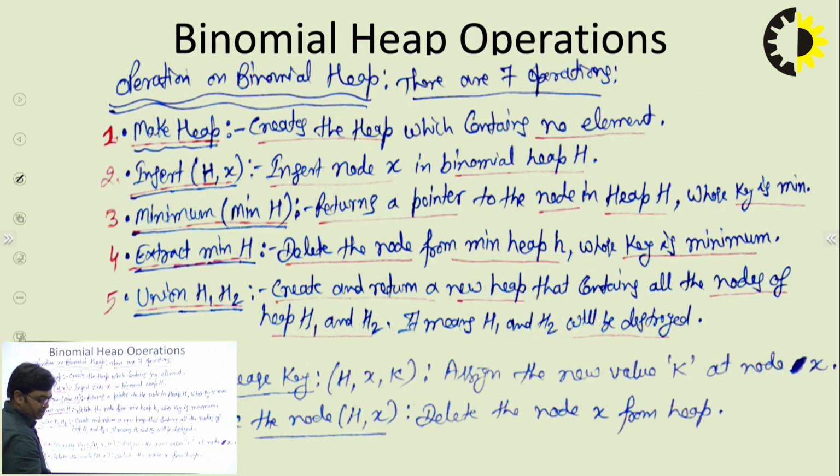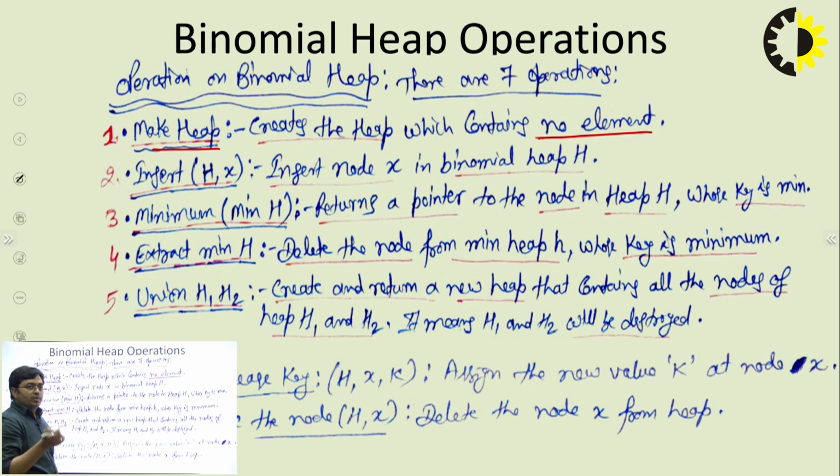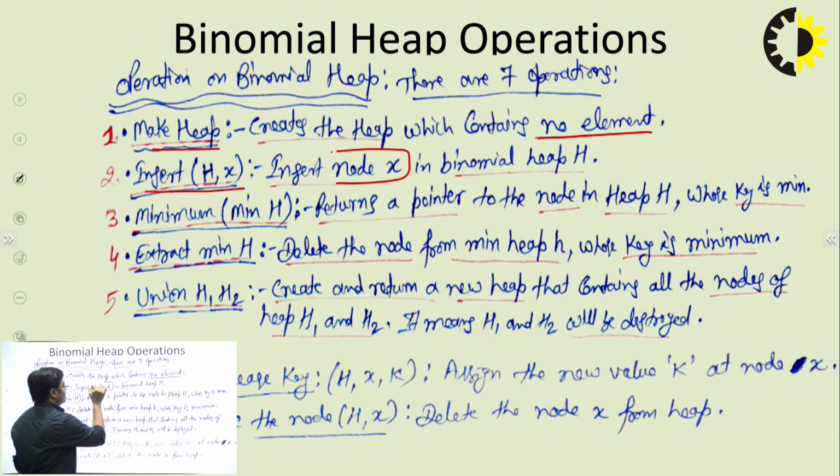What operations can we perform on a binomial heap? There are 7 operations. First one is make heap. We have to make a heap initially with no element, which means we initialize a heap in which there is initially no element. Insert h comma x means insert node x in binomial heap h which is created recently.